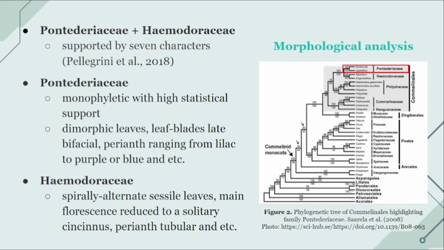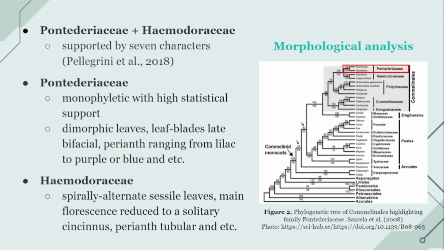For morphological analysis, according to Pellegrini et al. 2018, the Pontederiaceae and the Haemodoraceae clade is supported by seven characters, which are the presence of septal nectaries, perianth 6-lobed, perianth with 3 plus 3 arrangement, epipetalous stamens, then stamens dimorphic, then endothecium with a basal thickening, and lastly the non-tectate columellate exine.